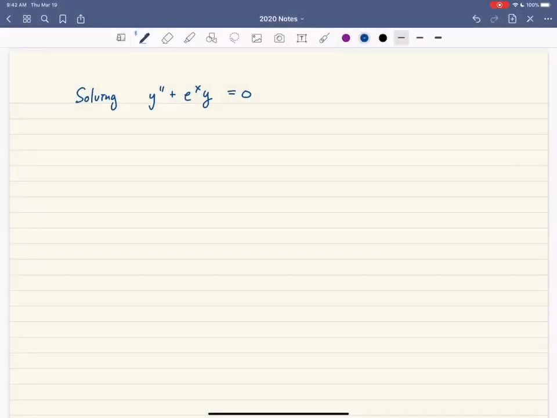All right, what I want to do next is show you how to solve a differential equation that's really unlike anything we've ever seen before: y'' + e^x y = 0. Just to be clear, I probably could write this the other way, y times e^x. Maybe that's a little clearer, but this is difficult. This is not like anything that we've done before.